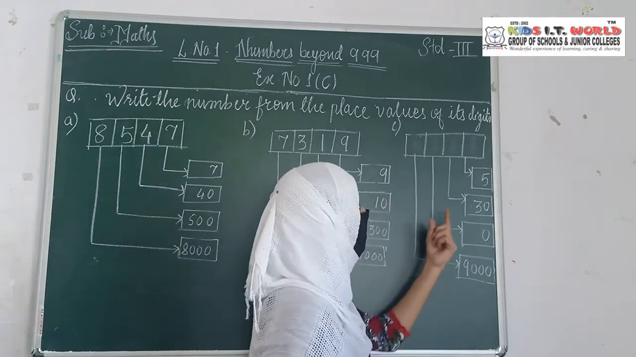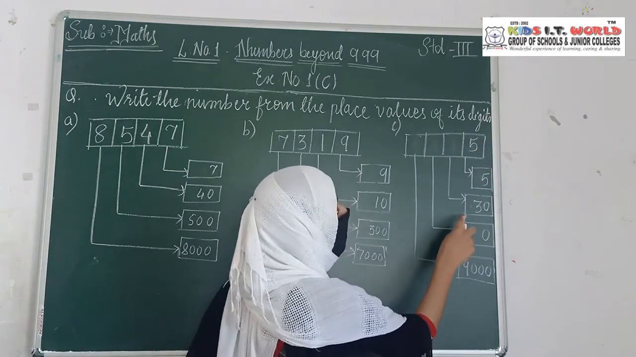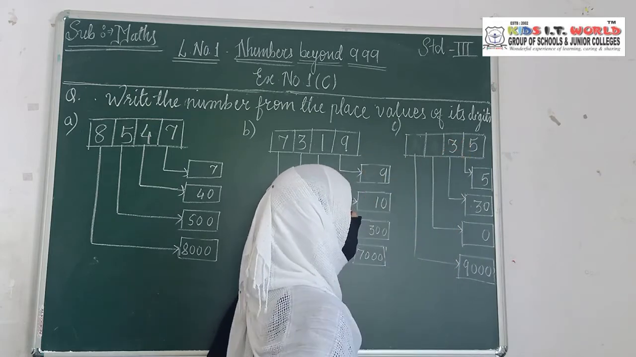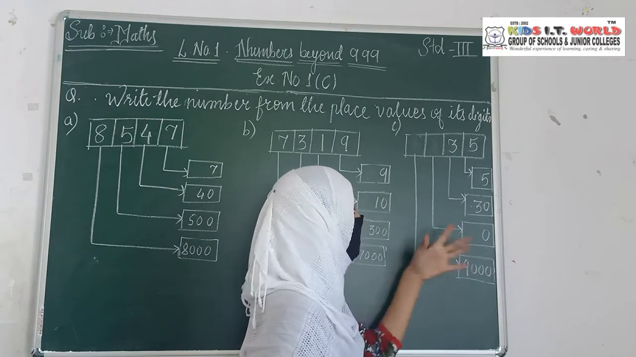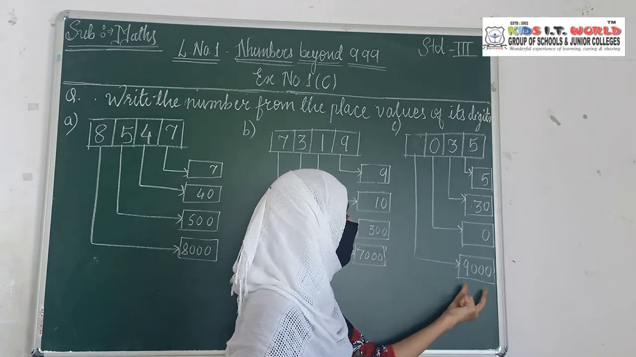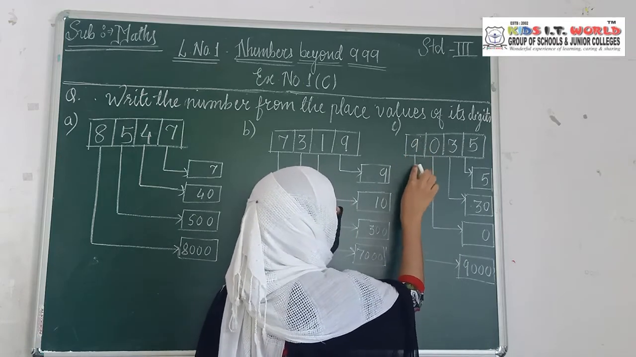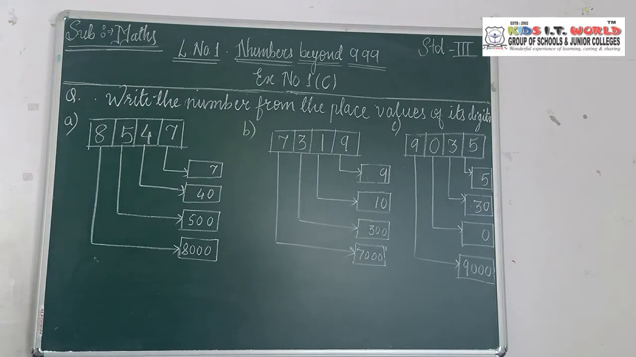Now the third one, on the ones we are having 5, so we will write the 5 in the ones column. On the tens we are having 30, so on the tens we will write 3. On the hundreds, here the 0 is given to you, means you have to write 0 in the hundreds column. Now on the thousands they have given you 9000, so the number in the thousands column will be 9. So the value we got is 9035. In this way, you have to write the number from the place value of each digit.